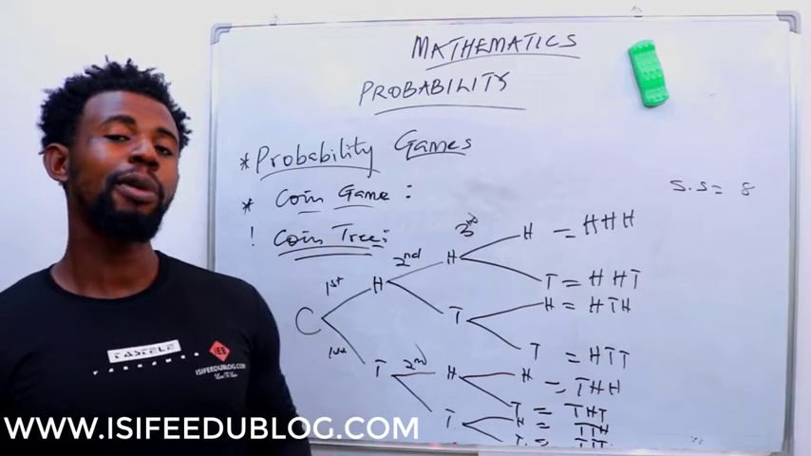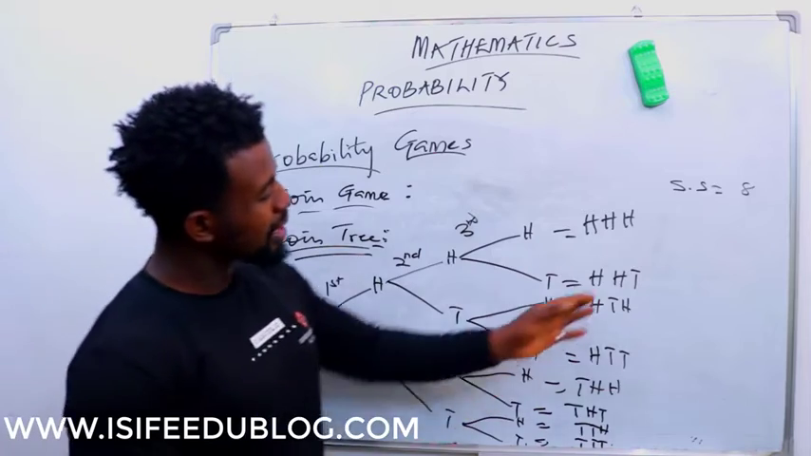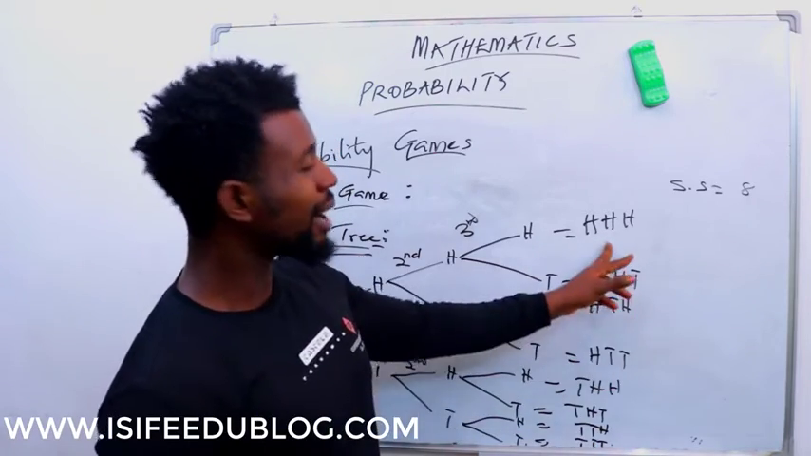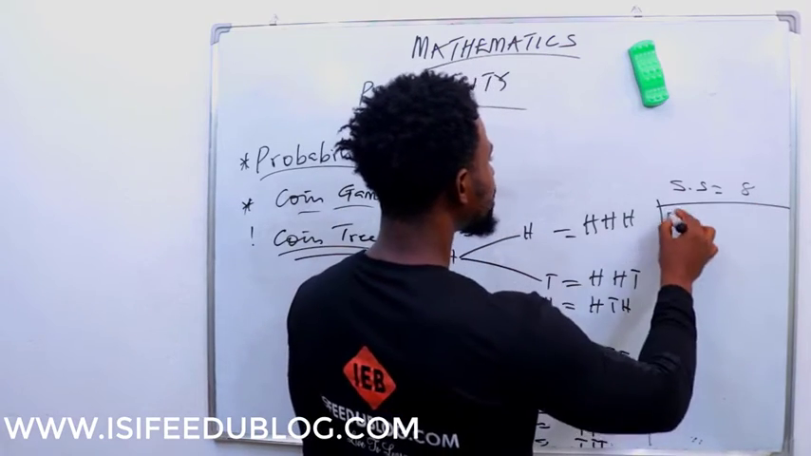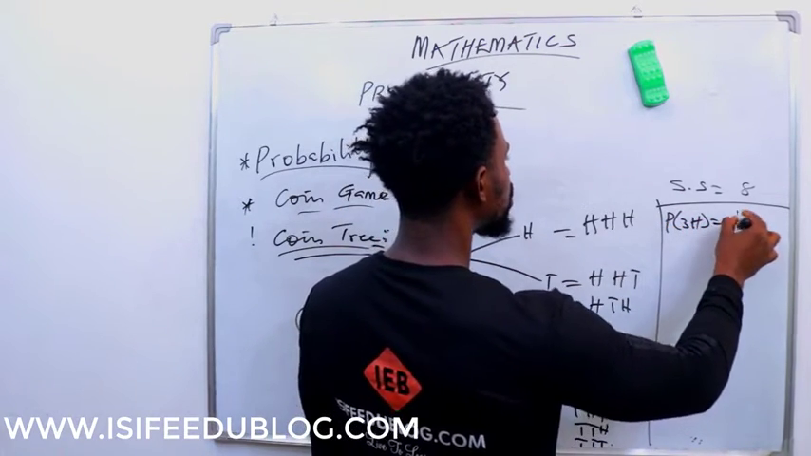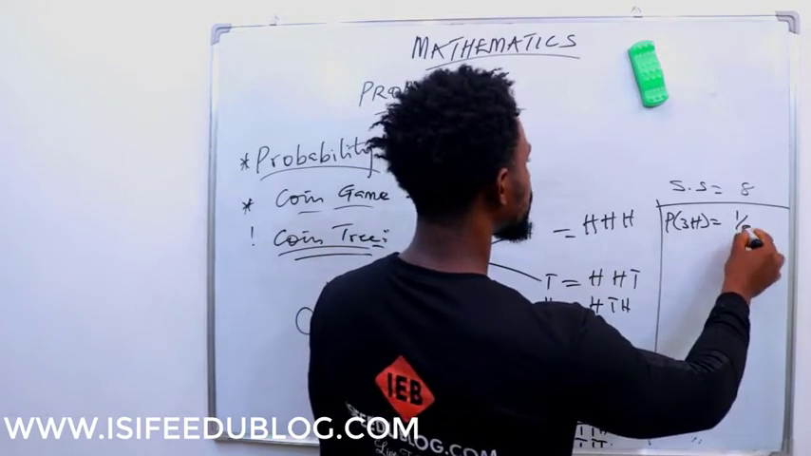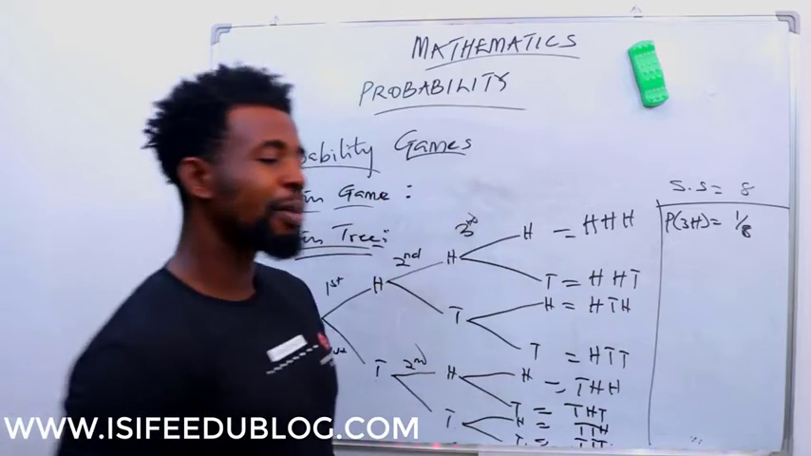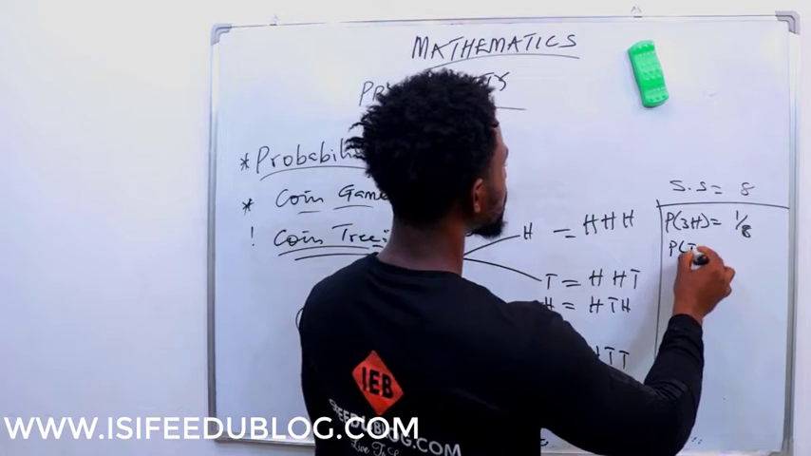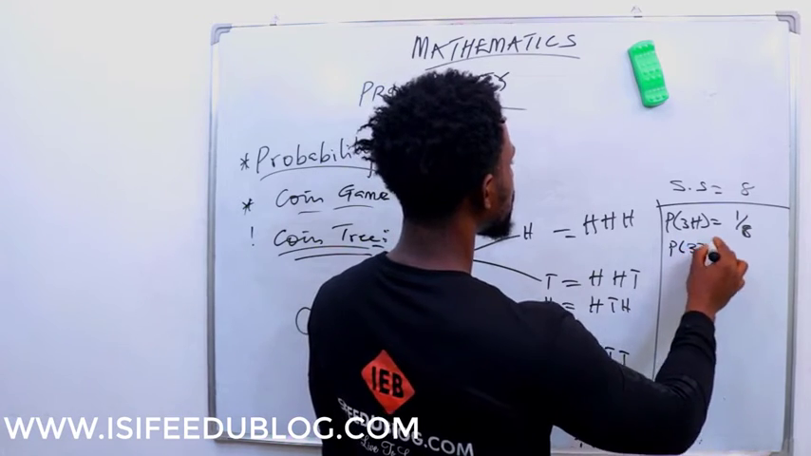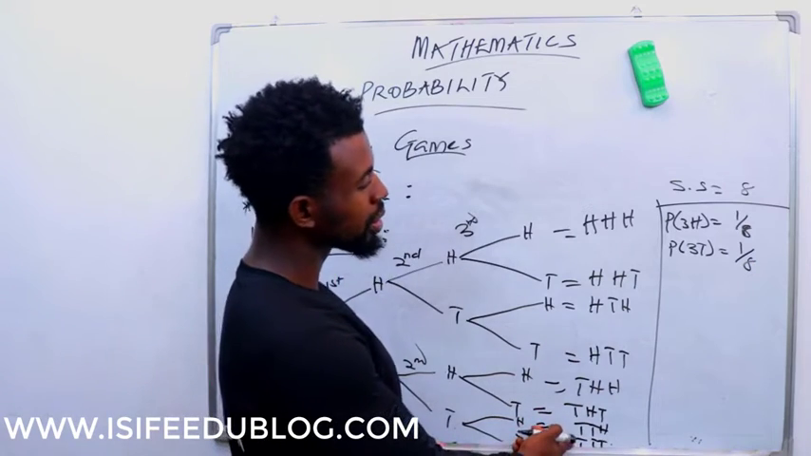Now you can be asked to find the probability of having 3 heads. How many 3 heads do we have here? We have just 1. The probability of 3 heads is equal to 1 over 8. Remember, it is the number of favorable outcomes over our sample space, 1 over 8. You can be asked to find the probability of having 3 tails, which is also 1 over 8, right? Because we have just 1 outcome of 3 tails.